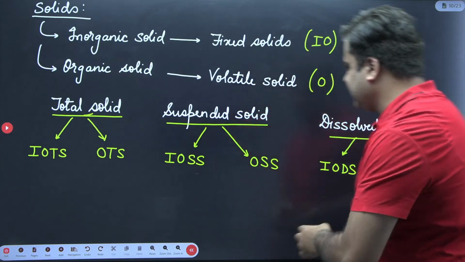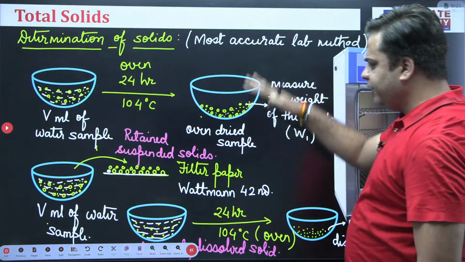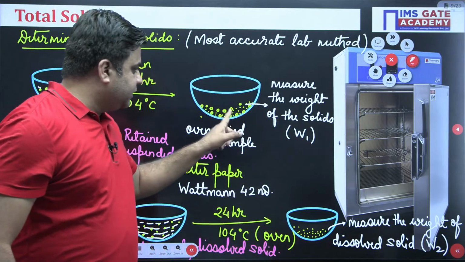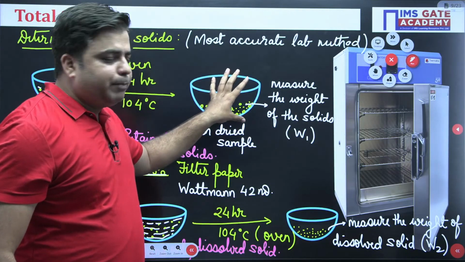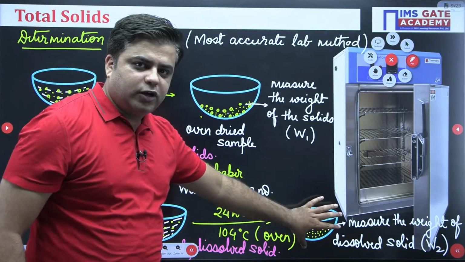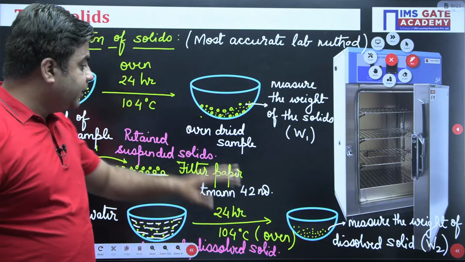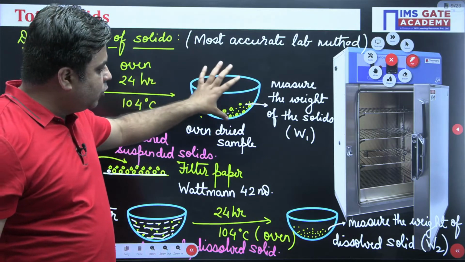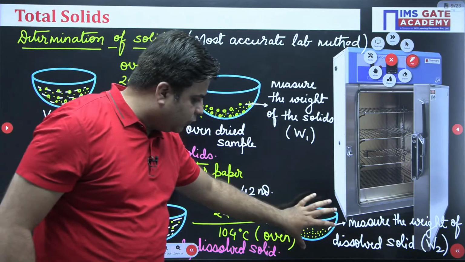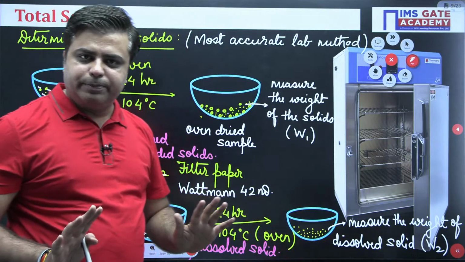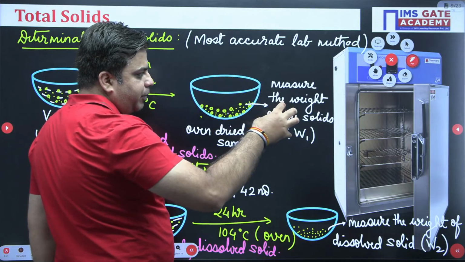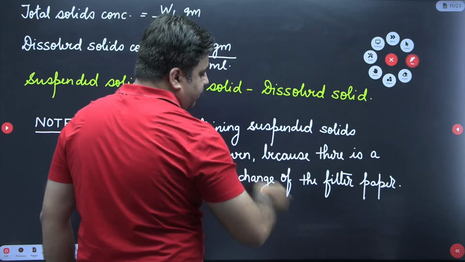And what my method says is, in the previous experiment, we got two oven-dried samples. First one is this, the oven-dried sample for total solids, and this is the oven-dried sample for the dissolved solids. You have to remember that. Simple. You just pick these overnight samples and place them in the muffle furnace.